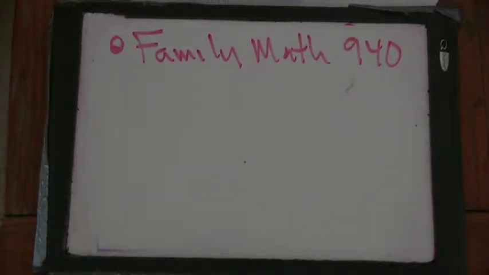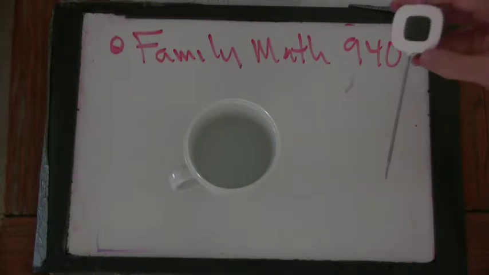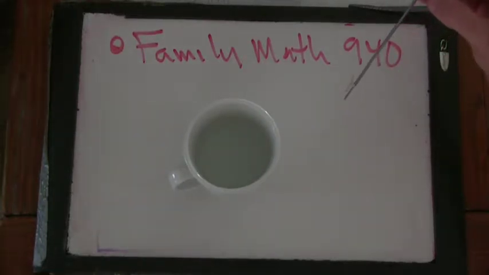Math number 940. So I heard about a really interesting project on a podcast that Katie Steckles and Peter Rowlett do called Mathematical Objects, and it involves studying how water cools.